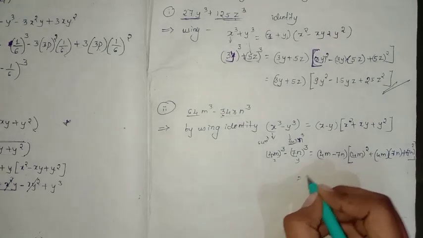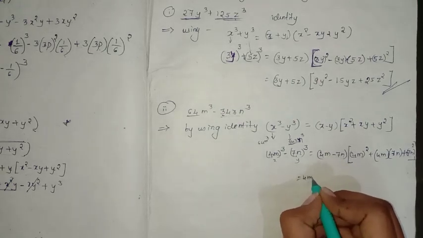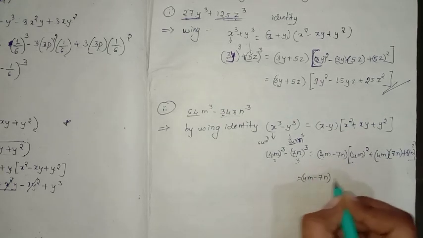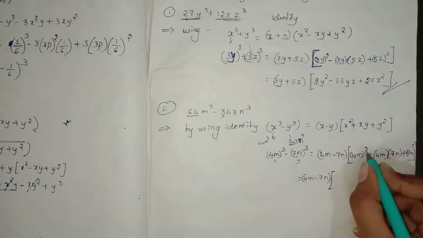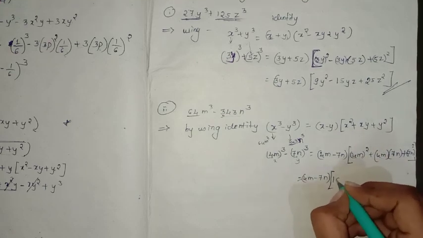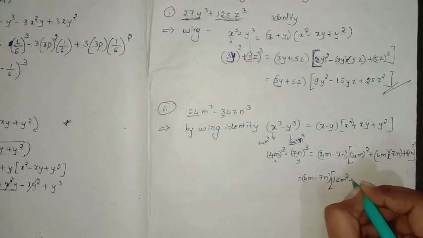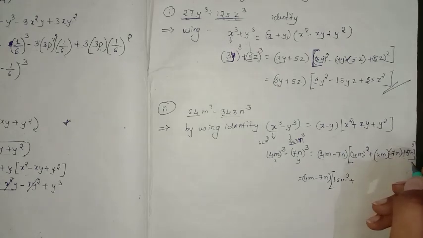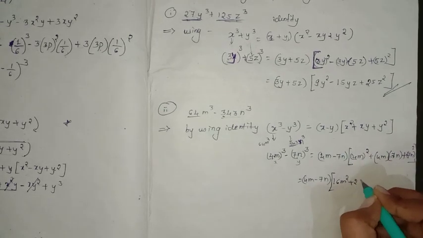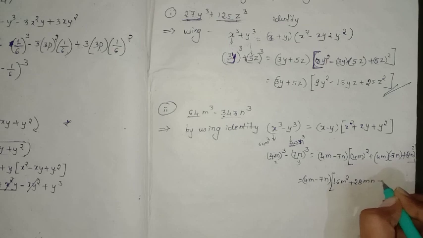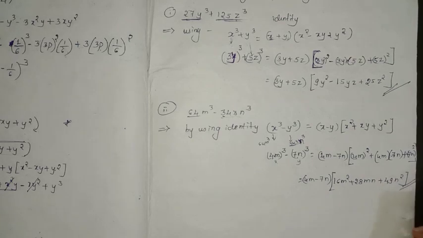So here 4m minus 7n we will keep as it is, and the bracket terms we will solve. 4 square, 4 fours are 16, so 16m square, plus 7 fours are 28mn, plus 7 sevens are 49n square. Okay, this is our final answer.